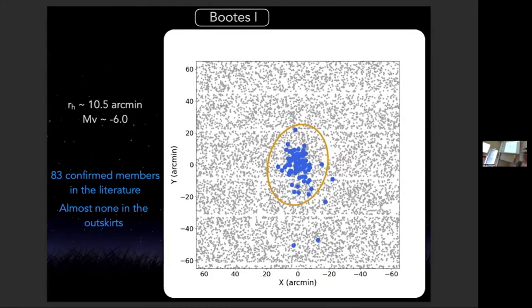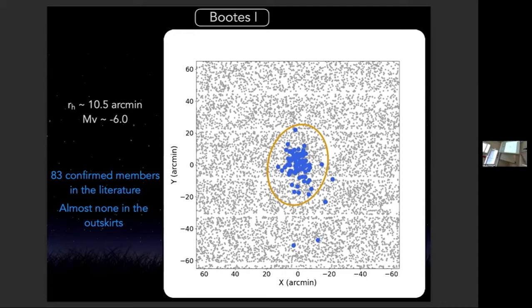So I'm going to show you the example of Boötes 1, which is the latest work that we did, but we also used that method for 3 different systems before. So for Boötes 1, here it is, the spatial locations of all the stars in the field of view. As Nicolas said, the gray does not show very well on the screen, but you have a bunch of stars here, and the yellow ellipse is the 2 half-light radii of the system.